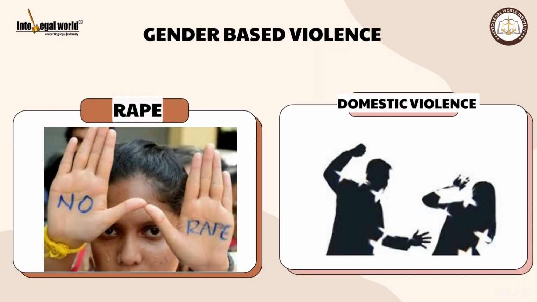Now, what is gender-based violence? First, rape. According to the National Crime Records Bureau's 2013 annual report, 24,923 rape crimes were registered across India in 2012. However, this figure is likely to be higher due to many unreported occurrences. In 90% of the cases, the victim knew the suspect rapist, like their relative or their neighbors.